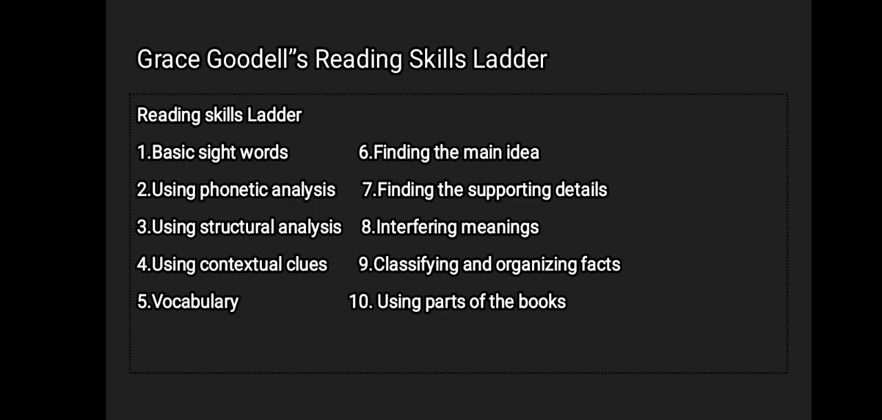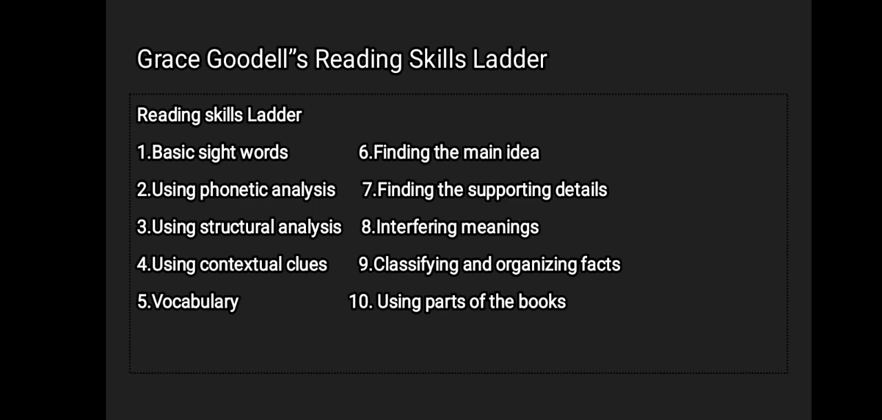And number two is using phonetic analysis. Using phonetic analysis, the reader is able to blend the individual sounds in a given order to identify a word not recognized instantly as a sight word. So number 3 is using structural analysis. Using structural analysis is a strategy that is used to facilitate proficient readers. For example, a student might encounter the word abnormal and not understand what it means.